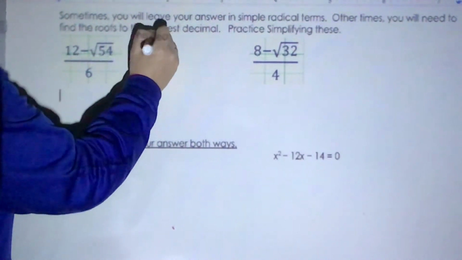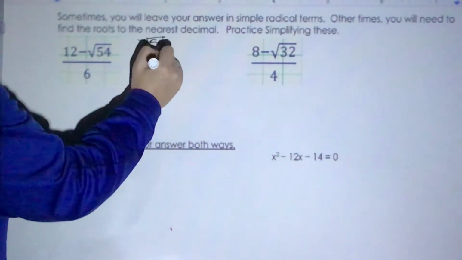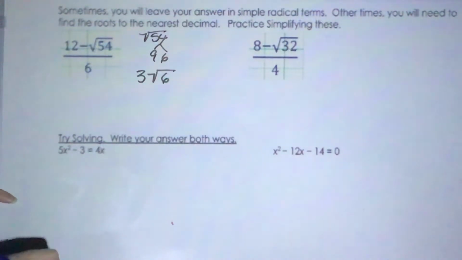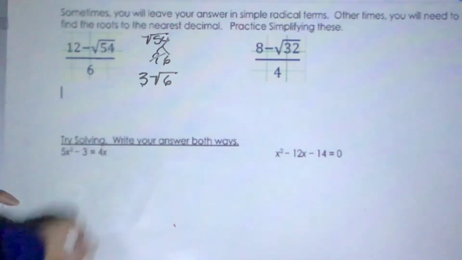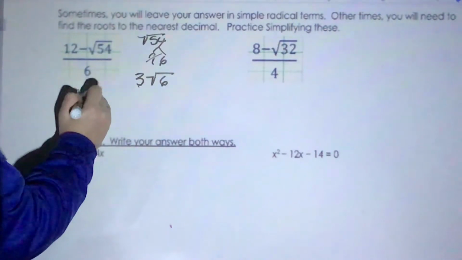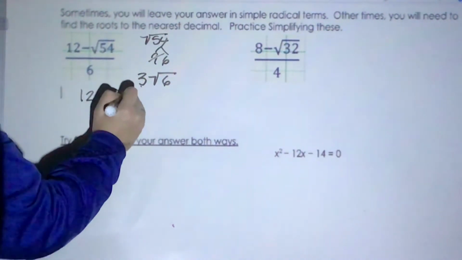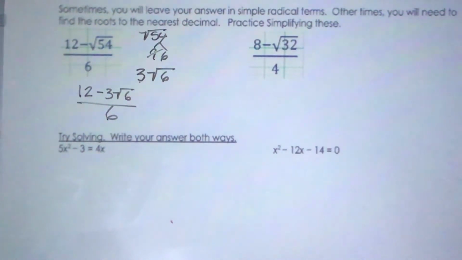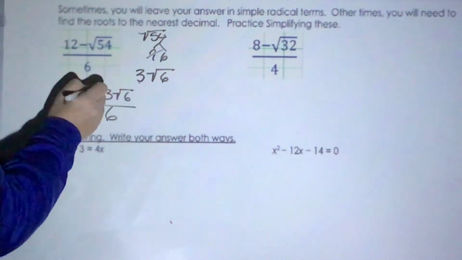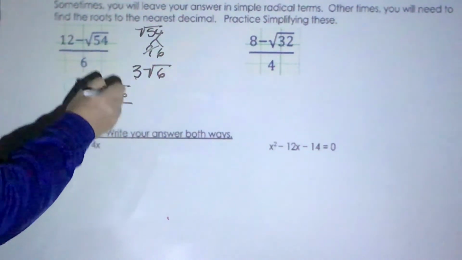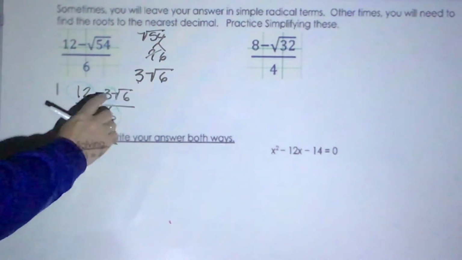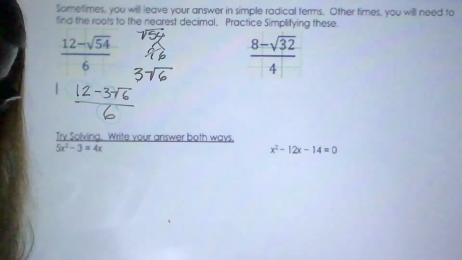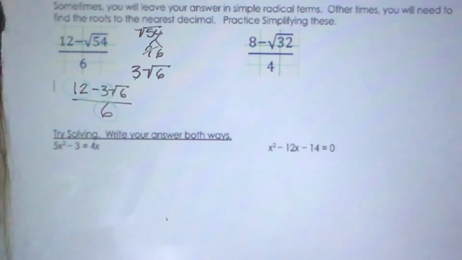I know that the square root of 54 will break down into 3 root 6 because the square root of 9 is 3. So if I rewrite this, 12 minus 3 root 6 over 6. My next step to see if I can simplify this anymore is to look at this triangle of numbers. If that triangle of numbers can all be divided by the same number, then you can reduce this further by dividing by that number.